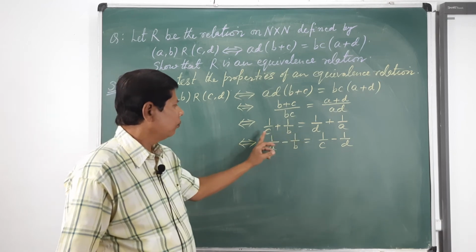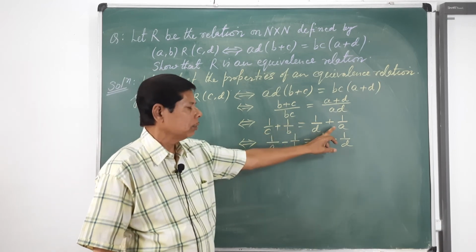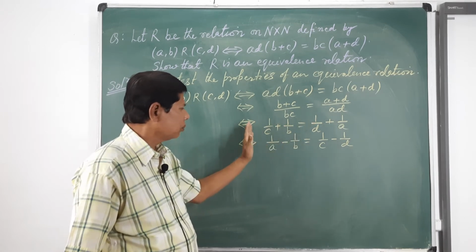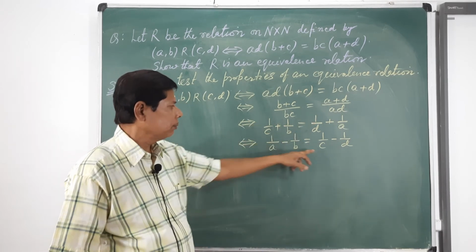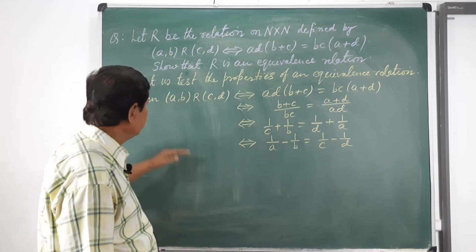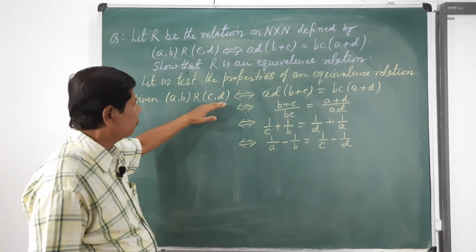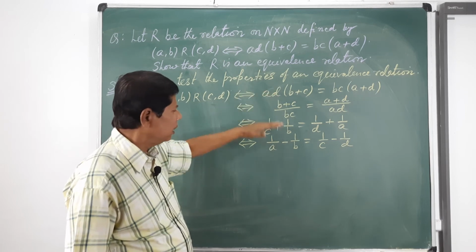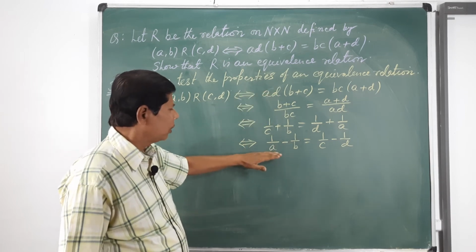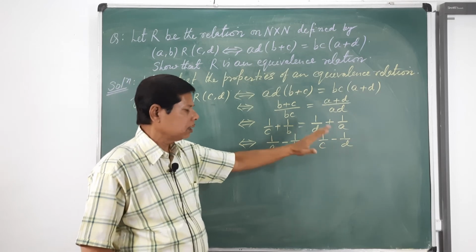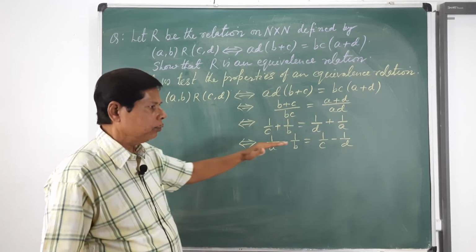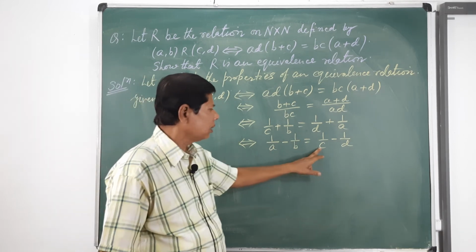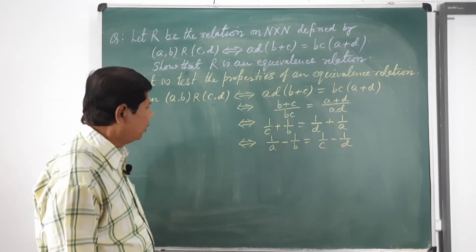1 by A and 1 by B are transposed to that side, and 1 by D is transposed to the left hand side, so 1 by C minus 1 by D. So (A, B) related to (C, D) implies and is implied by, we can solve this right hand side, 1 by A minus 1 by B equal to 1 by C minus 1 by D. So serially, if you see the elements as A, B, C, D, the first, second, third, fourth are the positions.